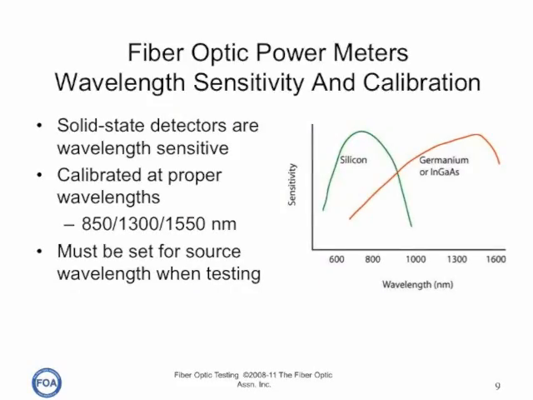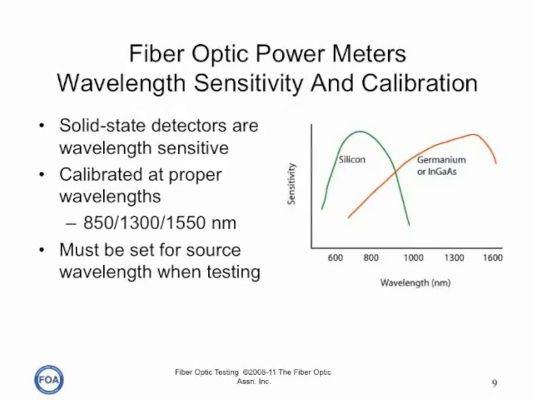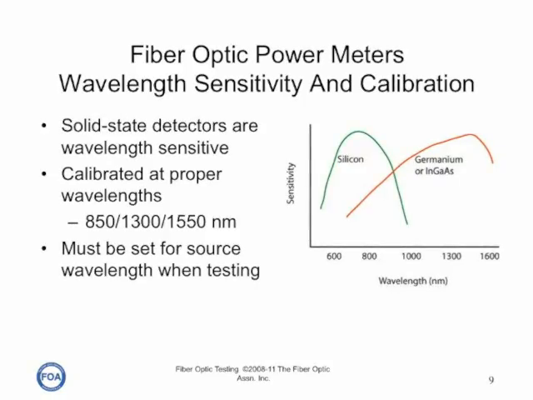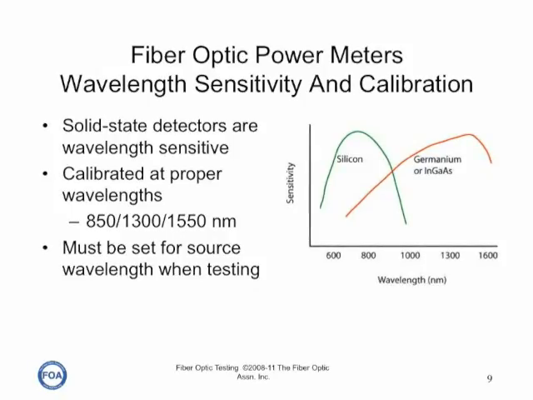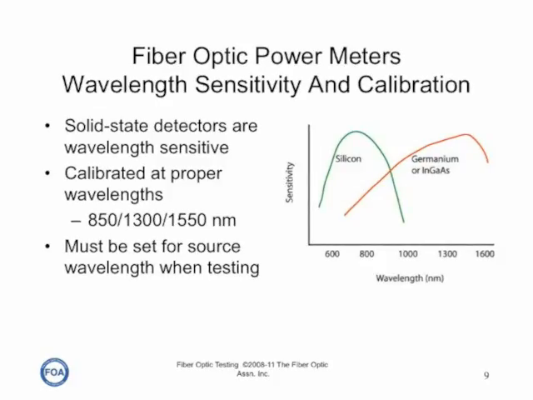Fiber optic power meters typically use solid-state detectors that are wavelength sensitive. For short wavelengths, we use silicon detectors, and for long wavelengths, we use germanium or indium gallium arsenide. Because the sensitivity of the detectors depends on wavelength, we have to calibrate them carefully at the typical wavelengths we use in fiber optics, at 850, 1300, and 1550 nanometers. And when you're measuring optical power, it's important to set the wavelength calibration of the fiber optic power meter to the wavelength of the source you're testing.